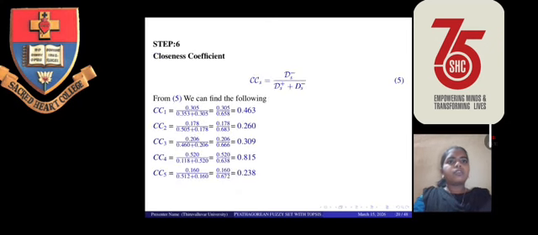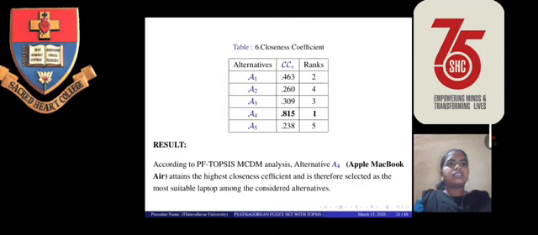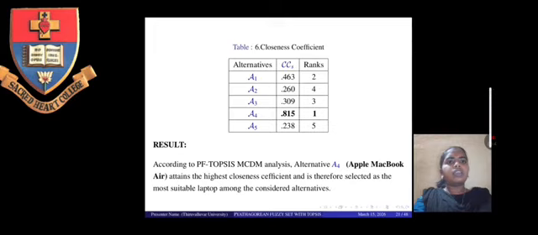Step 6, closeness coefficient. Using equation 5 we get all the values, and this is the closeness coefficient table result. According to the PF TOPSIS MCDM analysis, alternative A4, Apple MacBook Air, attains the highest closeness coefficient and is therefore selected as the most suitable laptop among the considered alternatives.